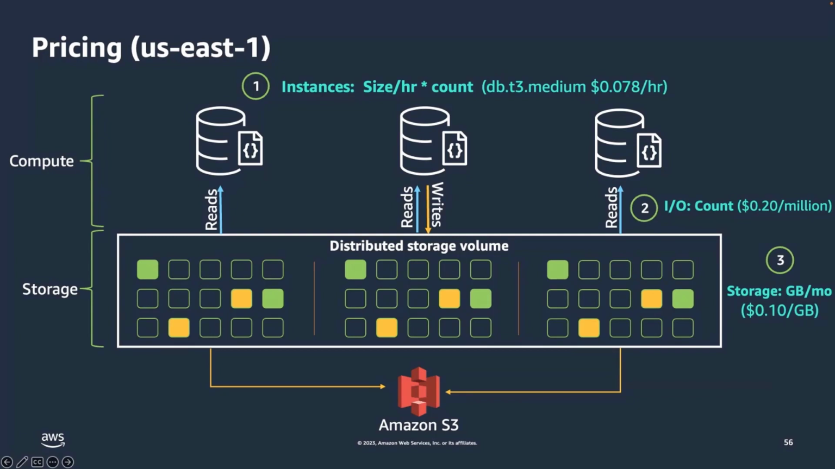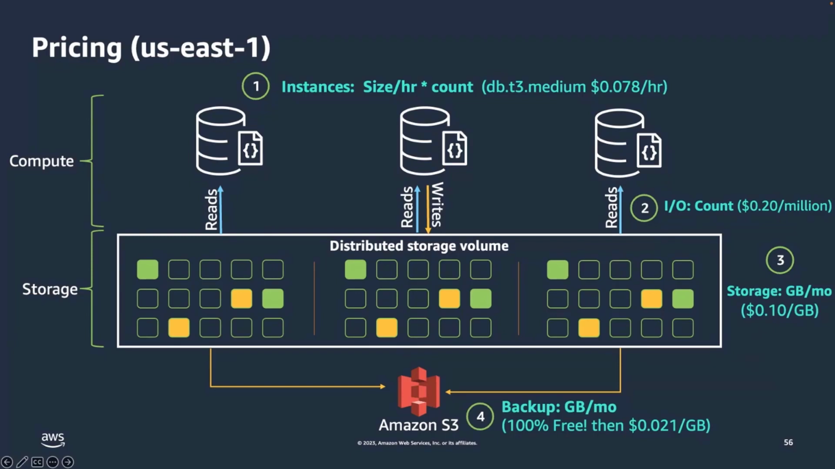The next component is storage. So we bill for 1 copy of your data despite writing a total of 6 copies. So if you write 10 gigs of data, you're not getting billed for 60. You're just getting billed for that 10 gig data set.